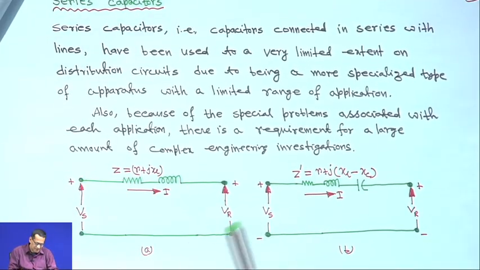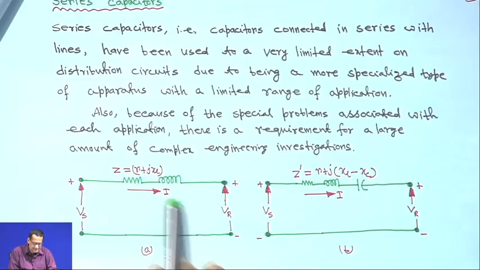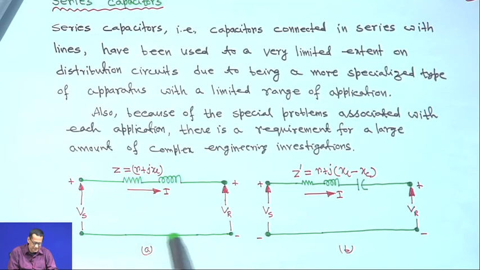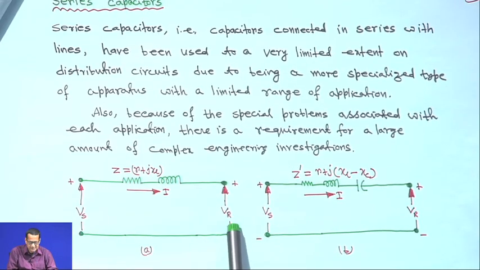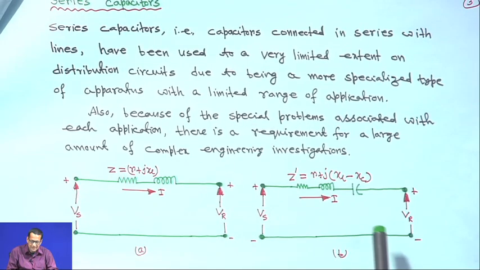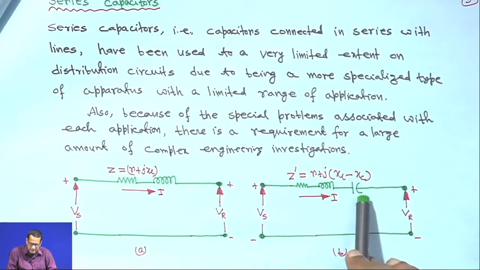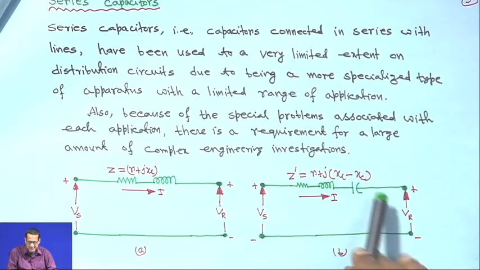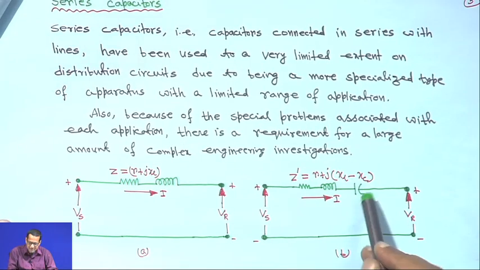So, for example, if you consider this line, say a simple line, its impedance Z is given as R plus jX. This is figure 1A and B, but two more figures are there on the next page. This is the sending end voltage and this is the receiving end voltage, and there is no series capacitor here. But in figure B we have connected a series capacitor having reactance Xc. So, it is basically Z dash is equal to R plus j(XL minus Xc), where Xc is the reactance of the series capacitor.